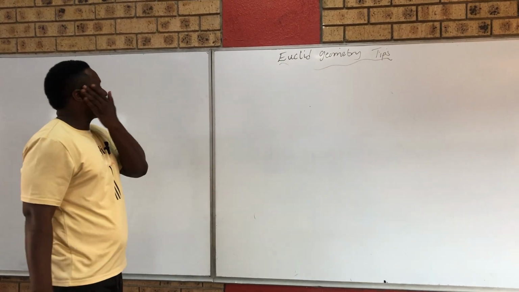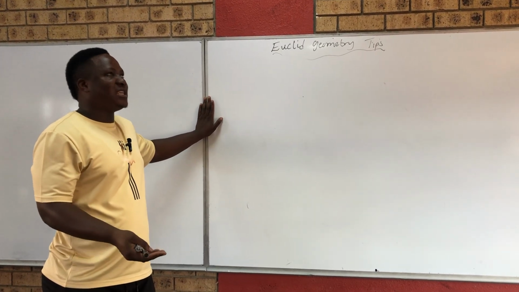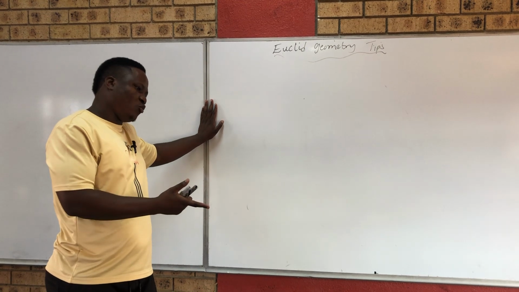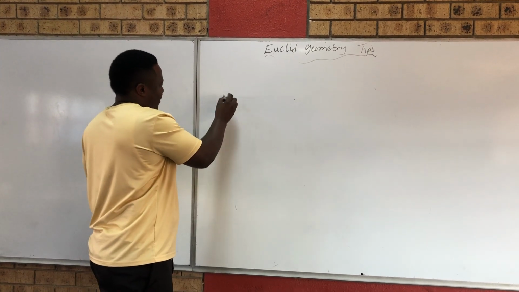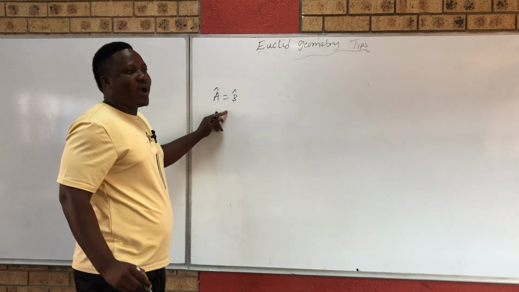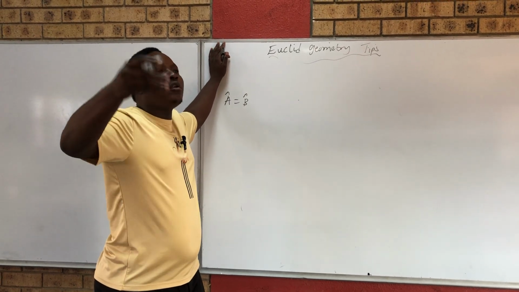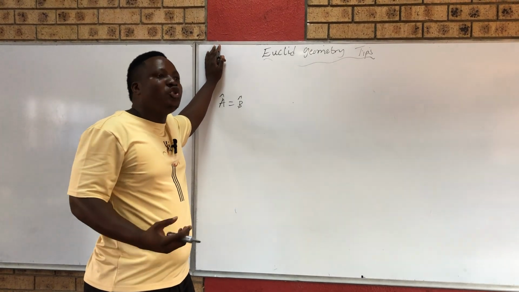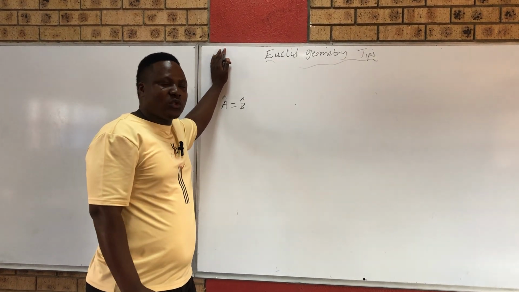So sometimes they can ask you to prove that angle A is equal to angle B. So this one, you will have to use all the other properties that you know until you get to what? To the answer.